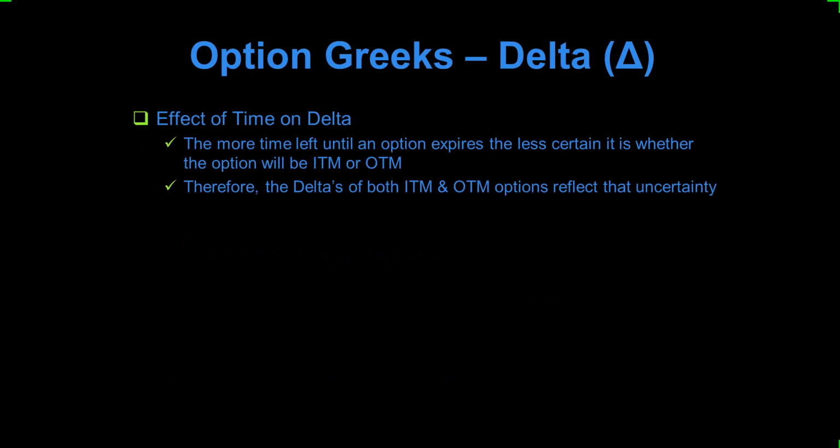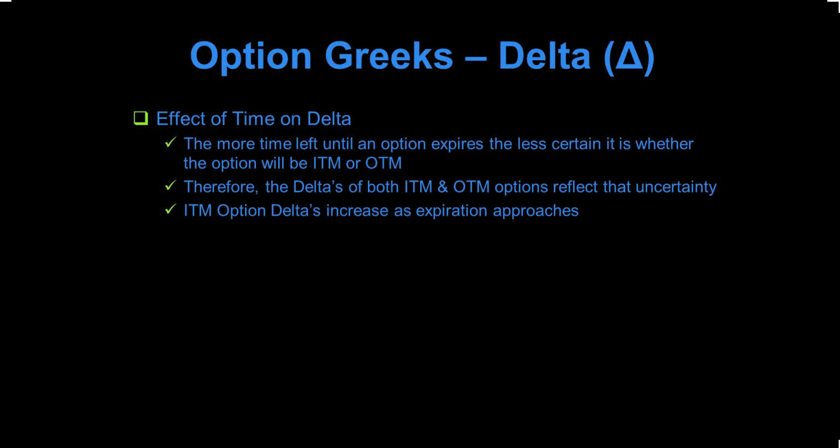And then the time decay effect on an option, or on delta: basically, the more time you have left until the option expires, the less certain it is whether the option is going to be in the money or out of the money, right? If you've got an option that's got 1 day to expire, then you've got a pretty good idea of whether that thing's going to finish in the money or out of the money, unless it's sitting right at the existing price. If it's out of the money or in the money, you've got a higher probability of where it's going to be. So therefore, the deltas of both in the money and out of the money options reflect that uncertainty.